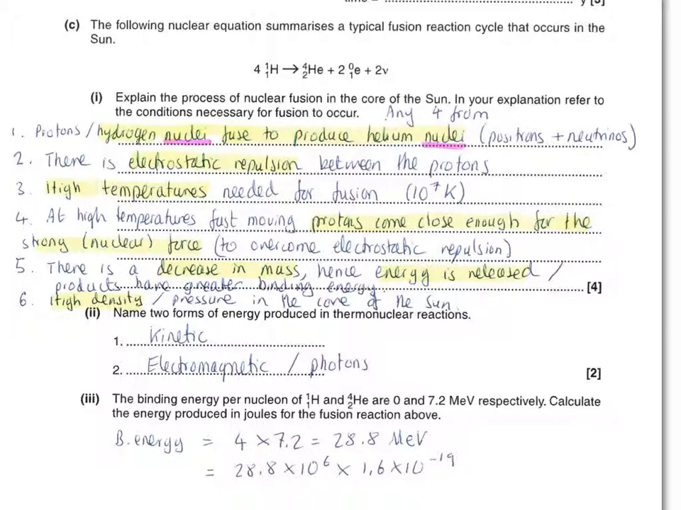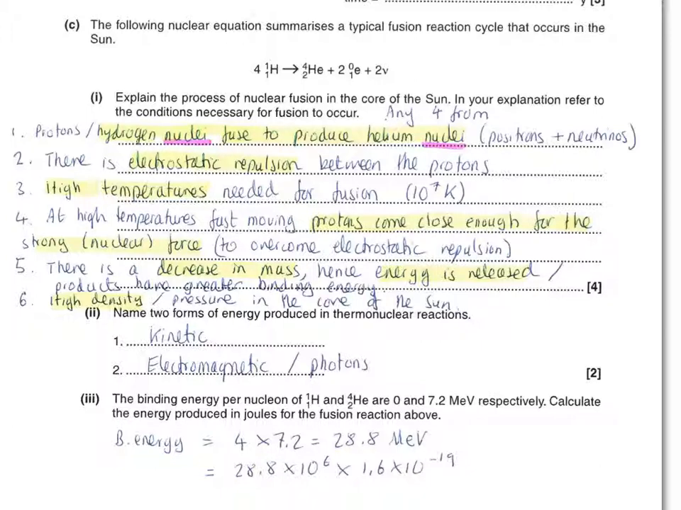Next, 2 forms of energy produced in thermonuclear reactions. First of all, we have kinetic energy. The mark scheme did not allow heat or thermal. So think about the products of this fusion reaction and you can consider them to have kinetic energy that they gain as a consequence of the mass loss. The other kind of energy formed is electromagnetic, or you may refer to photons. Please do not say just radiation. The mark scheme did not award that a point.